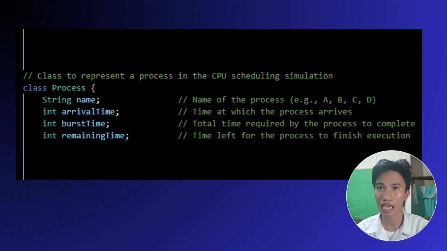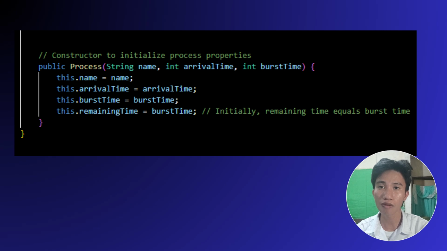The fields are the name of the process, A or B, the arrival time and burst time of the process, and the time left to complete the process. Next, we define a class called Process. Its object will store details like when the process arrived, how long it runs, and how much time remains. Initially, remaining time equals burst time. The constructor sets these properties, and notice the remaining time is set to burst time at the start.